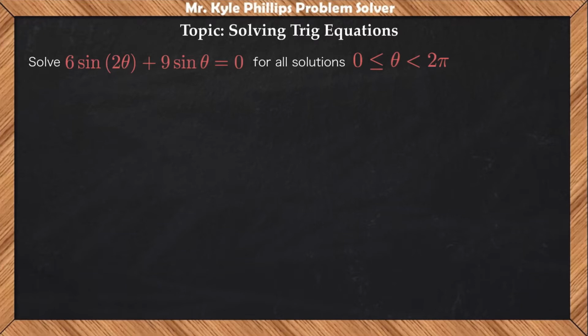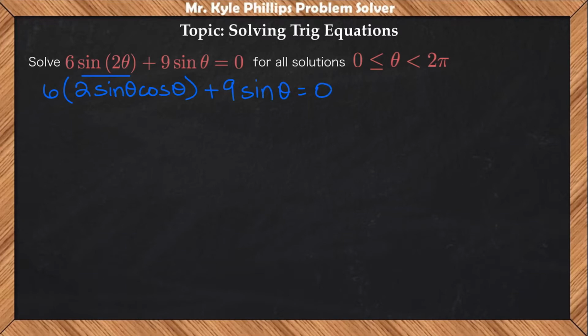So when I'm solving equations, the first thing I have to do is reduce as much as I can. Here, this sine of 2 theta can be reduced. So what I'm going to do is use a double angle identity for sine. Here I'm going to bring down the 6, and sine of 2 theta is equal to 2 sine theta cosine theta. And then I'll finish and bring down the rest. So this is going to be plus 9 sine theta equals 0.